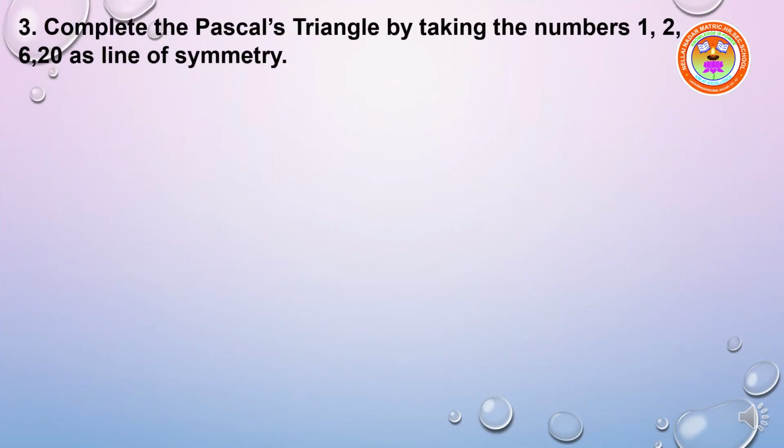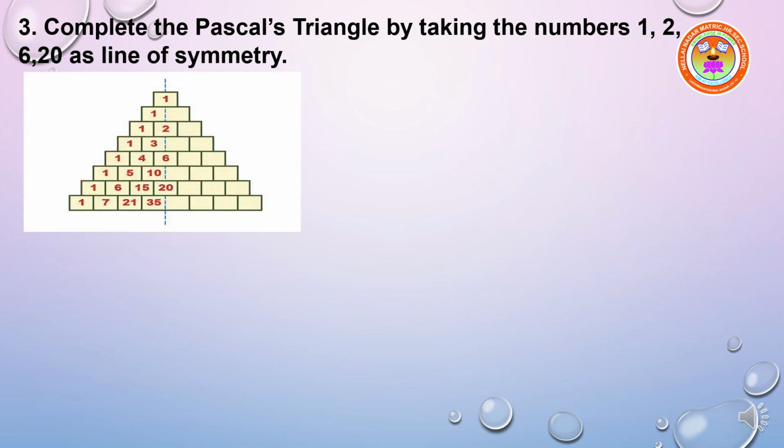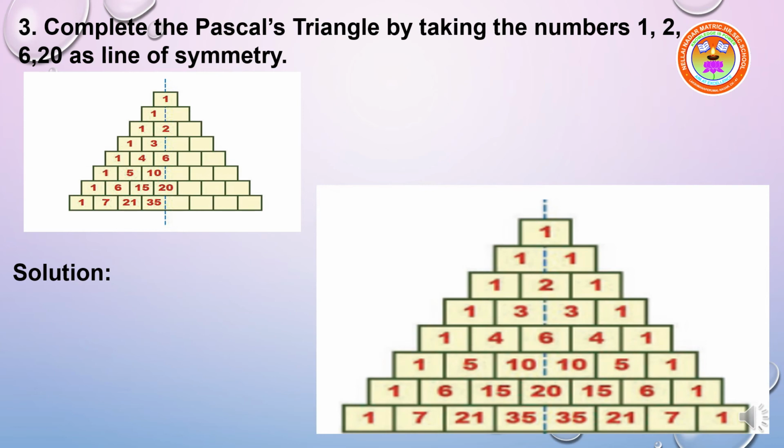Now, next question. Complete the Pascal's triangle by taking the numbers 1, 2, 6, 20 as the line of symmetry. Here the Pascal's triangle is given and we have to consider the numbers 1, 2, 6 and 20 as the line of symmetry. We know that the line of symmetry divides any shape into equal halves. So the solution can be given as follows. Here we have just replicated the numbers to the other side.